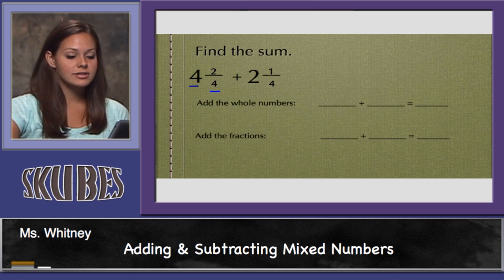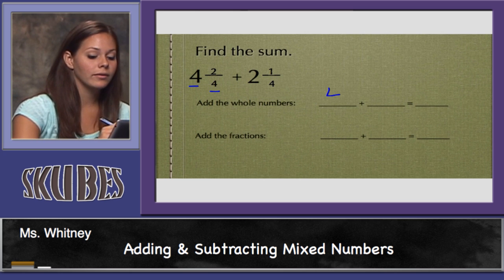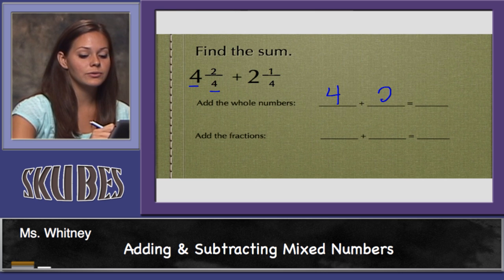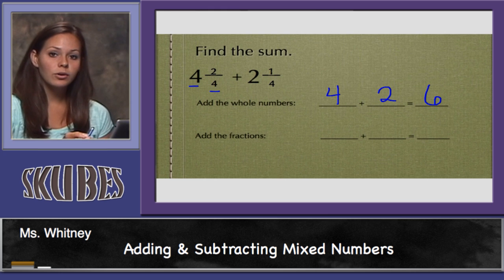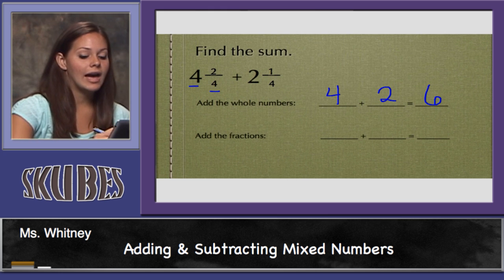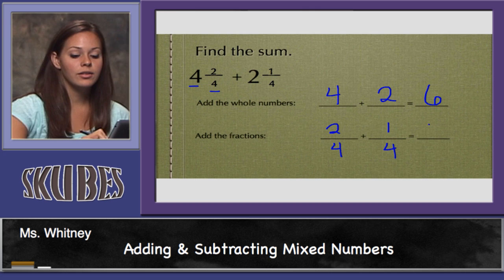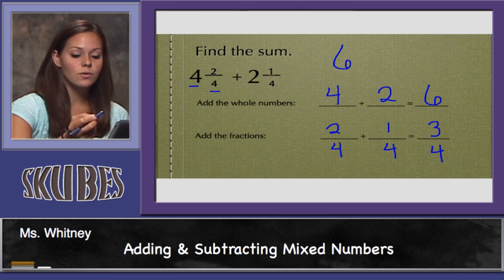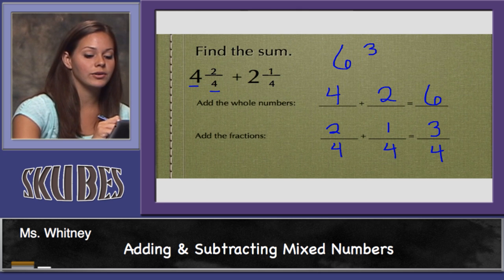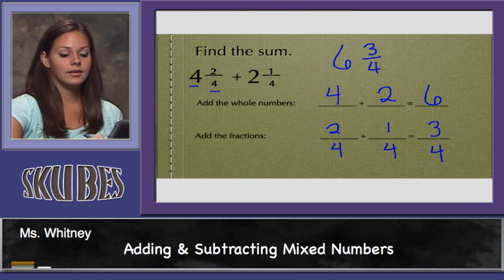First, we add the whole numbers. We have 4 plus 2, which is equal to 6. Now we're going to add the fractions. We have 2/4 plus 1/4, which is equal to 3/4. My answer is a mixed number with 6 wholes and 3/4.